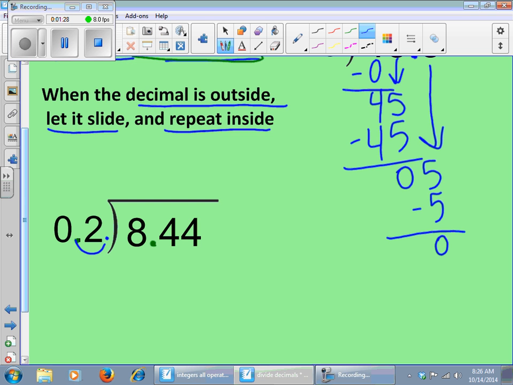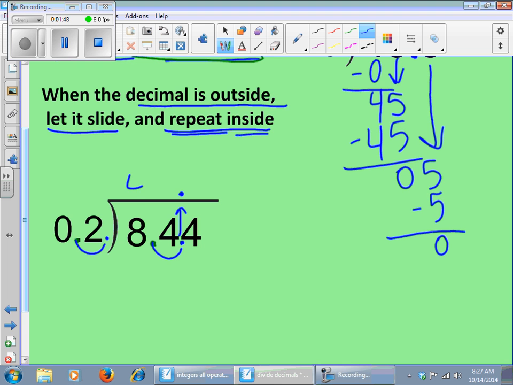And however many spaces you move the decimal outside the house, you have to repeat that inside the house. So I moved one space to make 2 a whole number, I'll move this decimal one space, and now I have decimal only inside, so I'll raise it to the roof and divide right around it.